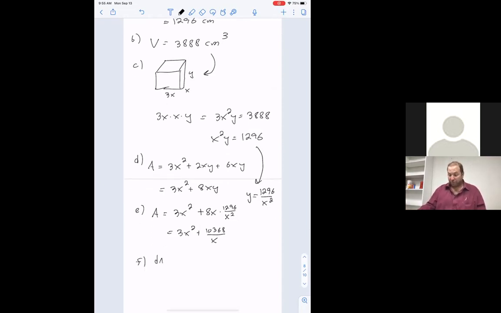F, find the derivative of A with respect to x. No problem. 6x minus 10,368 over x squared. How did I do that? I brought the x to the top, x to the -1. Negative comes down, x to the -2. Flip it back to the bottom.